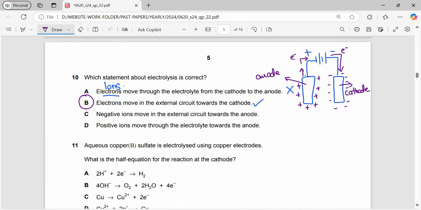Negative ions move in the external circuit towards the anode. Wrong. Positive ions move through the electrolyte towards the anode. This is also wrong because positive ions are positive. The anode is also positive, and like charges repel each other. Positive ions never go to the anode because they're positive and the anode is positive.